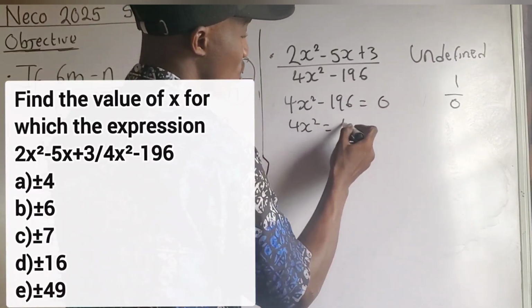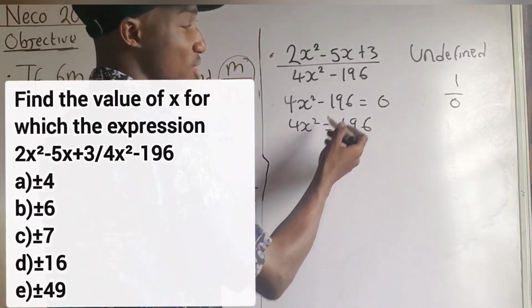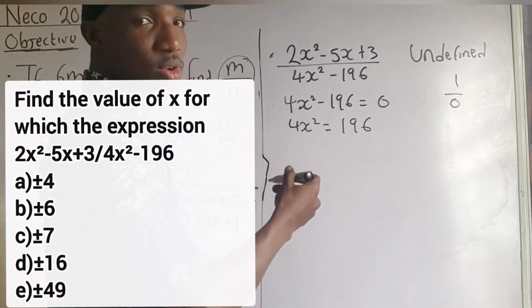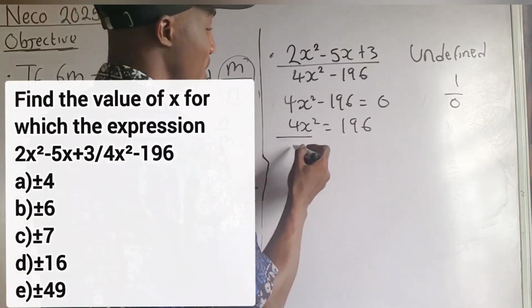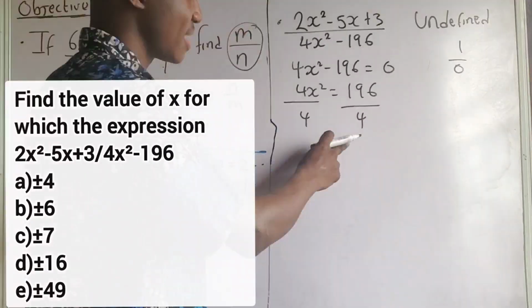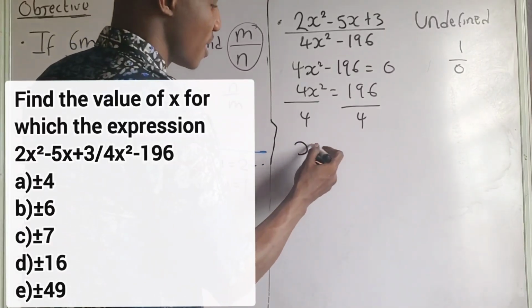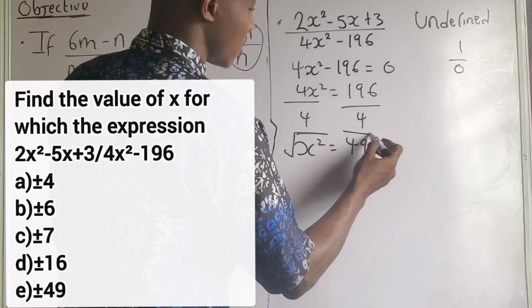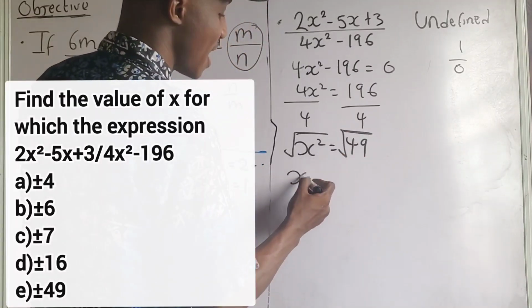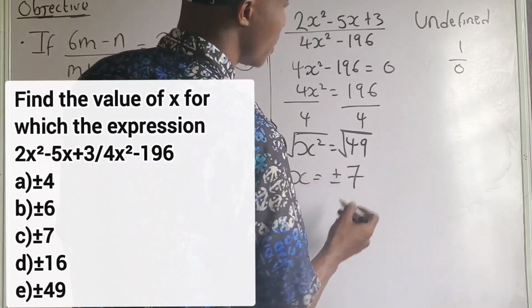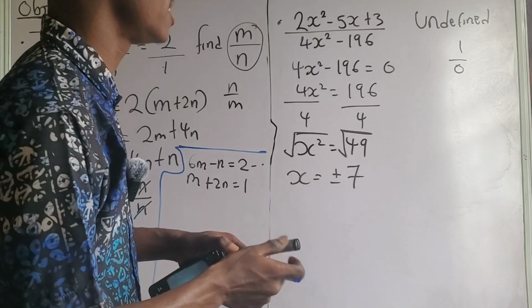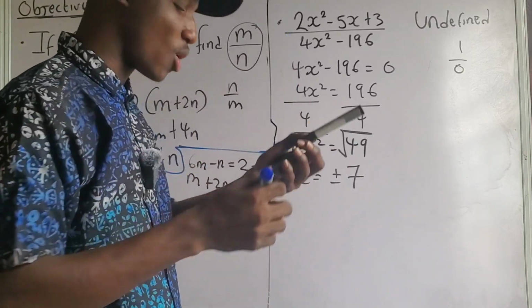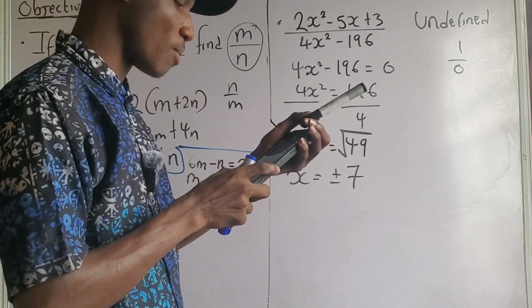4x squared equals 196, right? Because the negative sign is going to change having crossed the equals sign. Divide both sides by 4, this over 4 and this over 4. That is 49. So I'm going to have x squared equals 49. Take the square root of both sides. I'm going to have x equals plus or minus 7. So the value of x that will make this expression undefined is plus or minus 7.